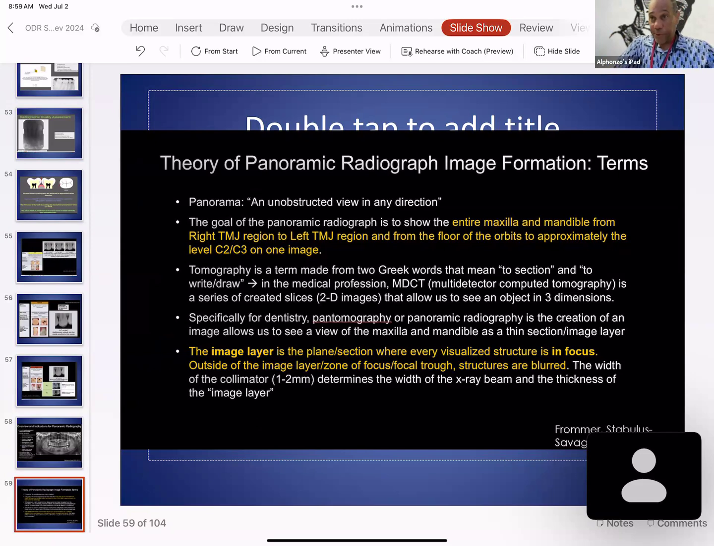Okay, theory of the panoramic radiograph image formation. I'm not going to go through all of this. You can go through this slide and take a look at this and make sure you understand these concepts.